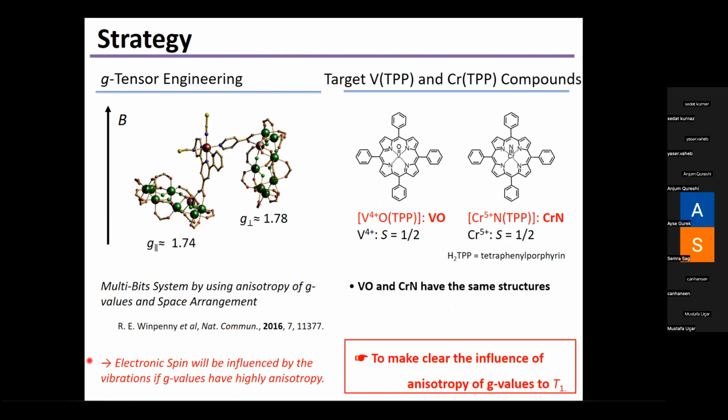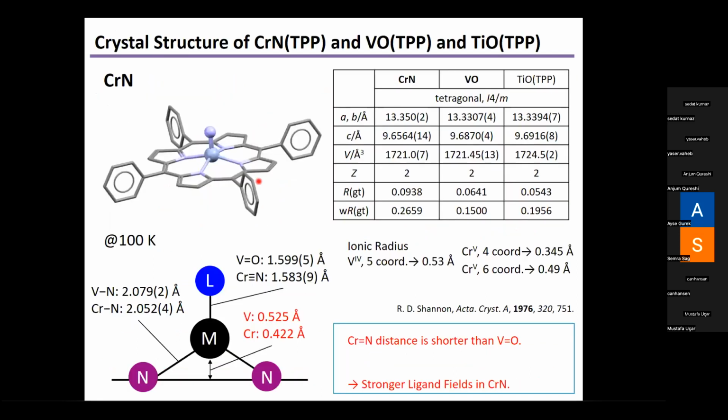But we usually use the electron spin, which will be influenced by the vibration if the g values have high anisotropy. So we compare the oxyvanadium spin-1/2 system and the chromium nitride spin-1/2 system, with the same electron structure, to make clear the influence of the anisotropy of g values on T1. So this is a crystal structure. Chromium or vanadium are distorted from the square planar.